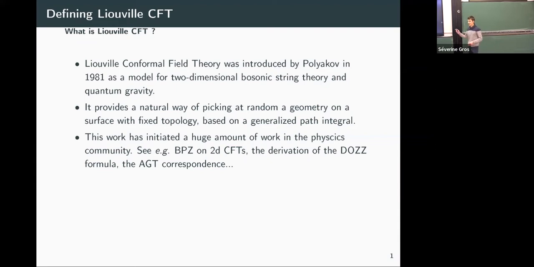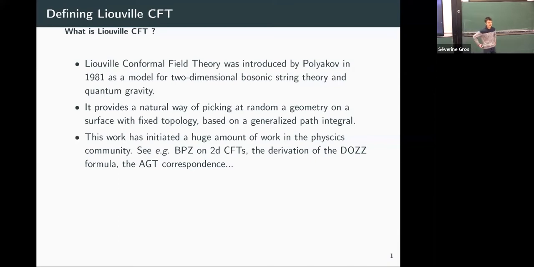So yeah, I put a lot of acronyms. BPZ stands for the Russian physicists Belavin, Polyakov, and Zamolodchikov. DOZZ stands for Dorn, Otto, Zamolodchikov, and Zamolodchikov, two brothers. In 2007, I guess, the AGT correspondence, which provides a link between Liouville theory and certain supersymmetric gauge theories.